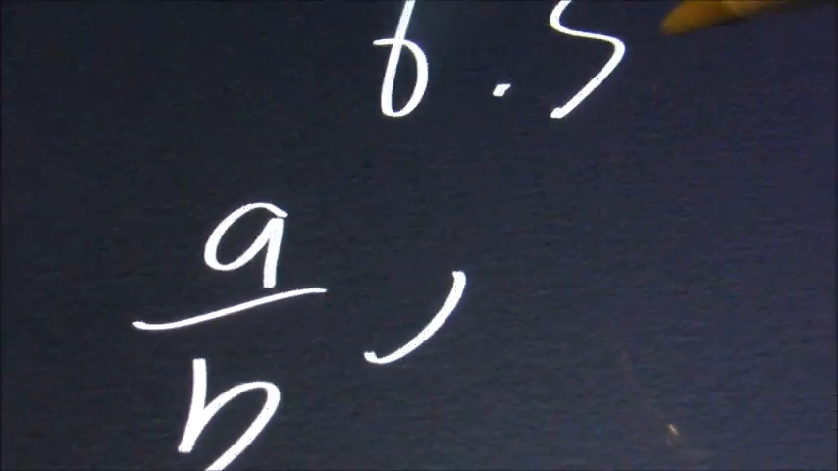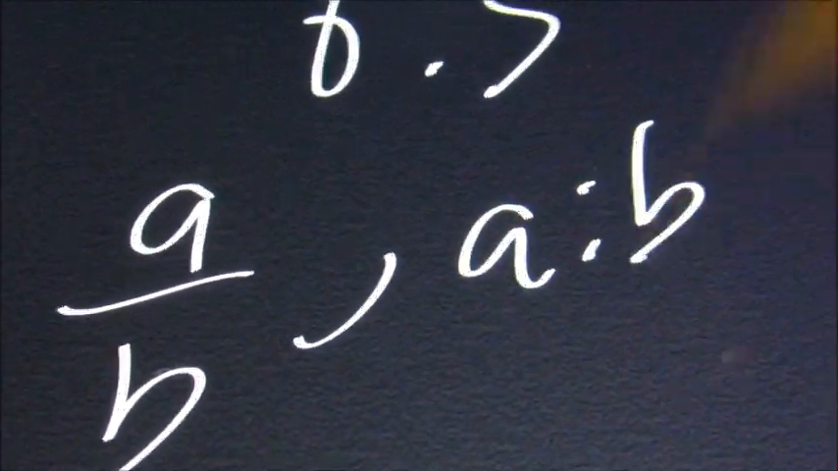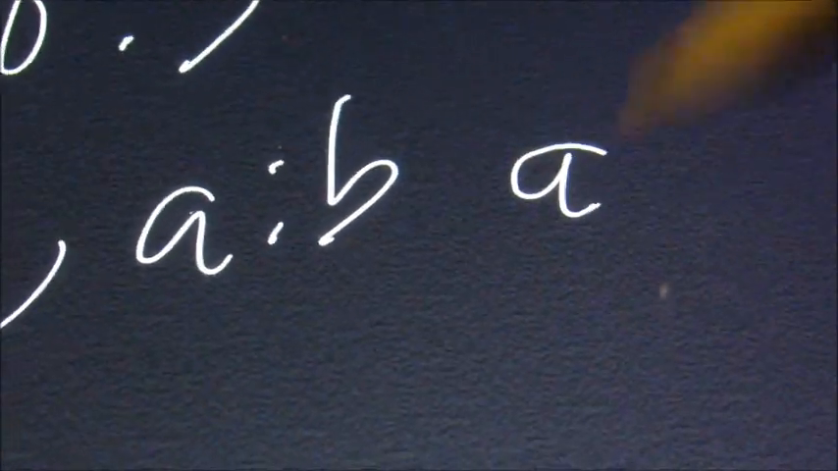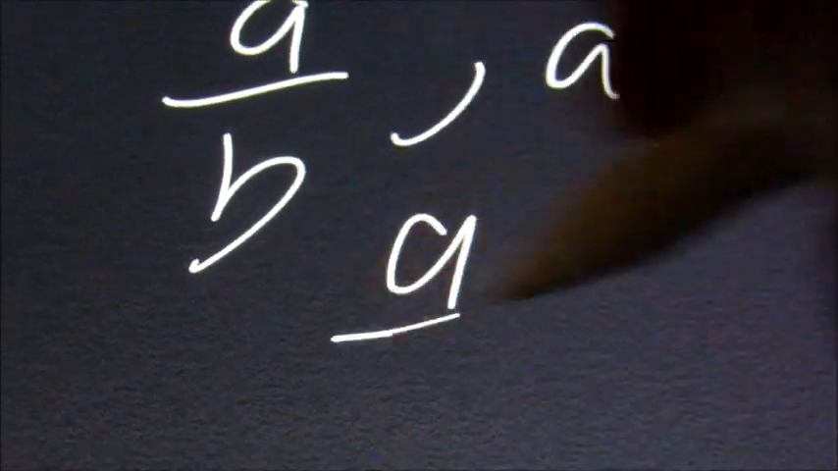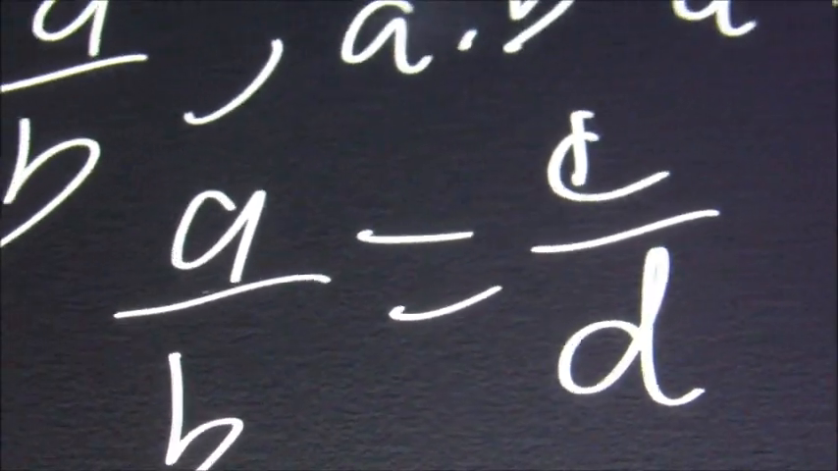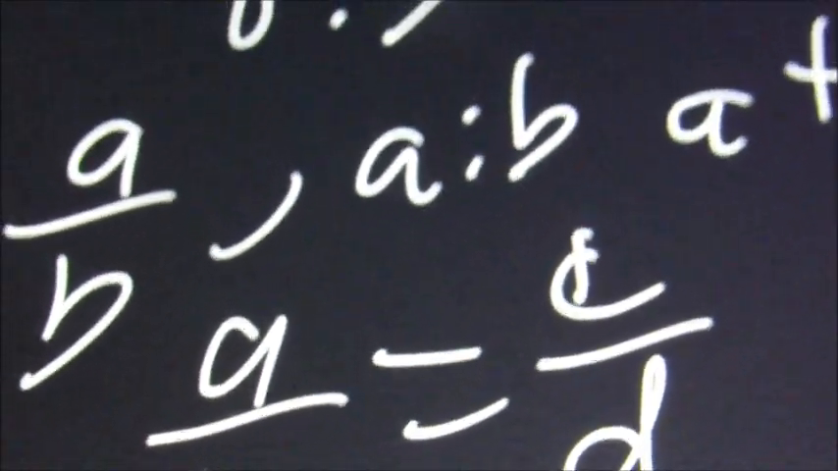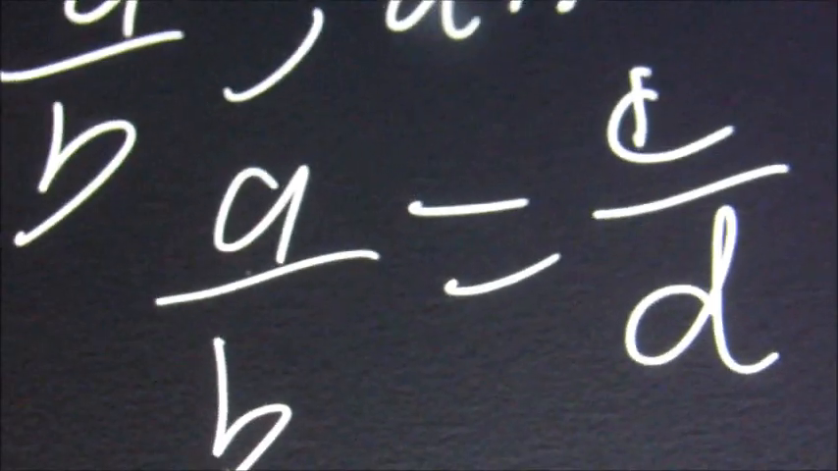In 6.5, we're going to talk about ratios and proportions. One way that we can look at that is A over B. That's saying A is to B. Another way we can write ratios is A to B, with a colon, or just A to B. And what we're saying is that A is to B as C is to D. So we're just comparing two fractions and trying to get them so that they're equivalent fractions.